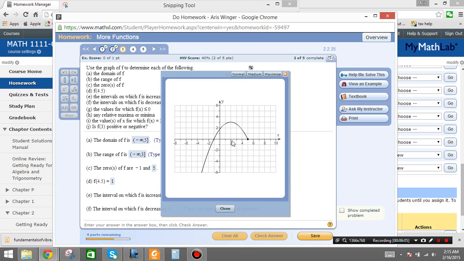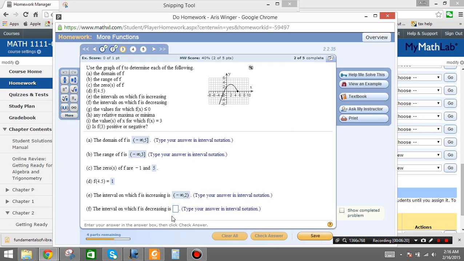Decreasing, it's going down like this, but that's over the interval 2 to 5. So you can think about it like a time interval. This is going down from 2 to 5 seconds. Again, not including the 2 or the 5, so don't use brackets there.